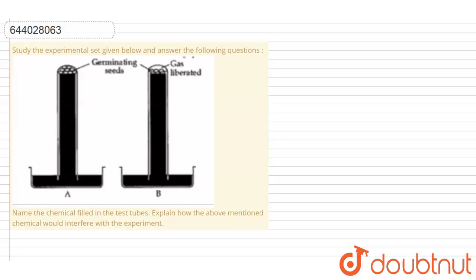Hello everyone, so here the question is, study the experimental set given below and answer the following questions. And here the question is, name the chemical filled in the test tubes and explain how the above mentioned chemical would interfere with the experiment.